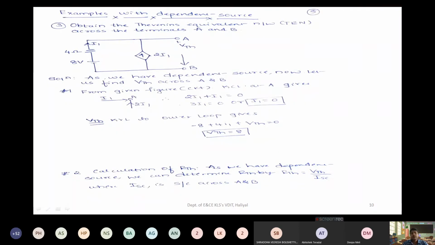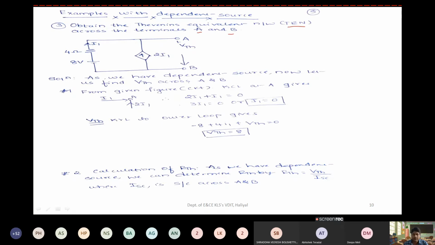Now, what is being asked? Obtain the Thevenin's equivalent network across the terminals A and B. In short, I'm just calling it TEN. It is not the standard abbreviation, just for our reference I am writing it. Check the question here: what they are asking is just to obtain the Thevenin's equivalent network.